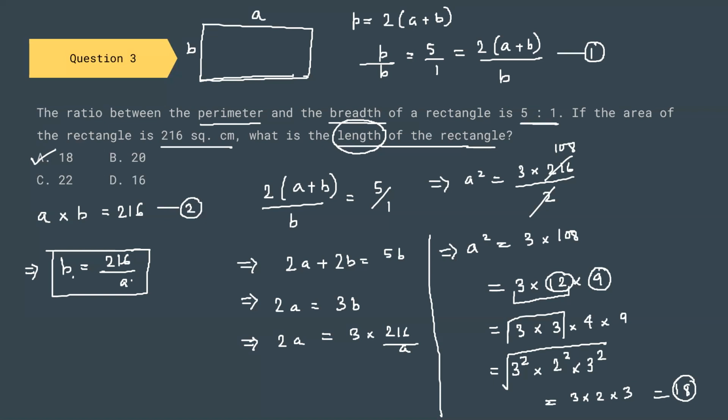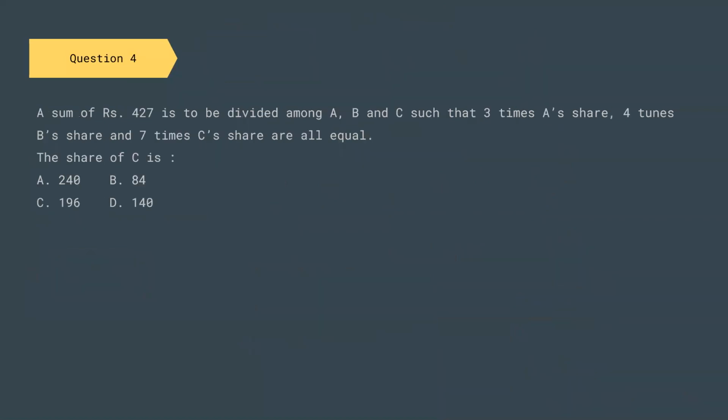So anyways, let us go to the next question. So this is a question of shares. A sum of rupees 427 is divided among A, B, and C such that 3 times of A's share, 4 times of B's share, and 7 times of C's share are all equal. This should be times, not tunes. So I will just correct it here.